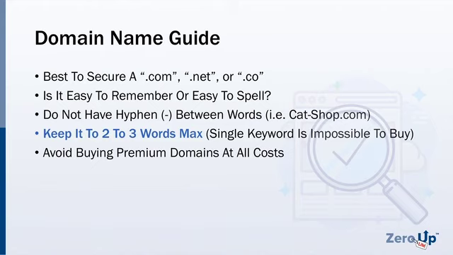First of all, it is best to secure a .com, .net, or .co. Don't go after a .shop, .org, .xyz, or all those other ones. It's very important that you try to secure a .com first, and if you can't get a .com, try to get a .net. And if you still can't get a .net, try to get a .co.